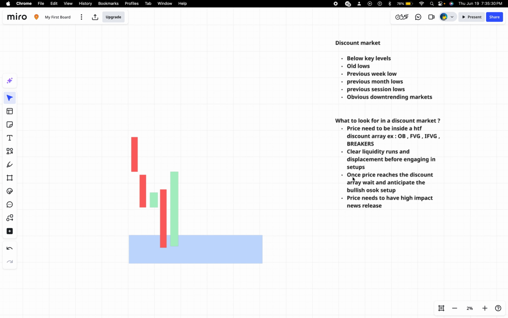The next bullet point here is going to say once price reaches the discount array, we're going to wait and anticipate a bullish one shot, one kill setup. You guys should already know what the bullish one shot, one kill setup consists of. If you watched the first video of my boot camp, I literally broke down the model. I broke down the rule. I told you exactly what to look for when you're looking for a one shot, one kill setup. So if you skipped that first video, make sure you go watch it, because it's very, very key to this boot camp.